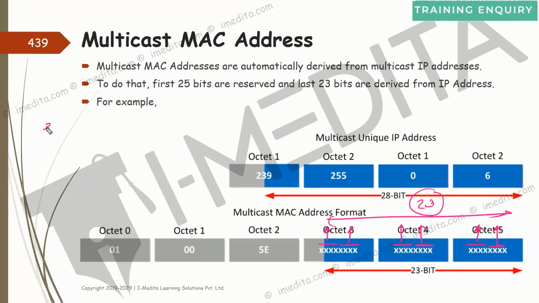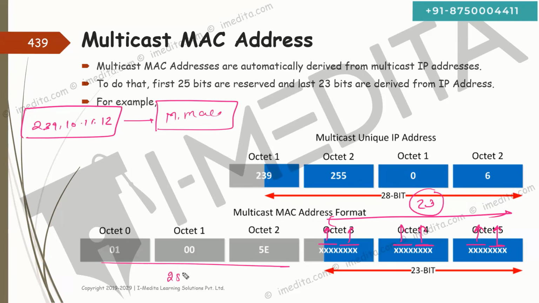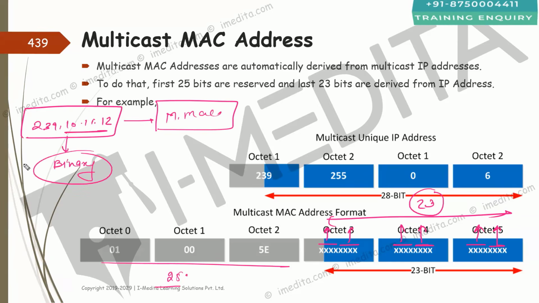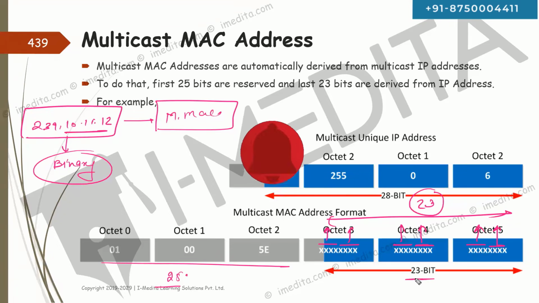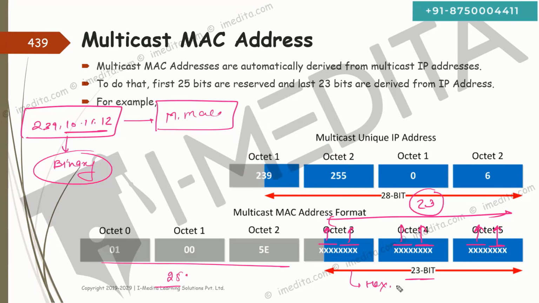Any multicast IP that is given to you, for example 239.10.11.12, with the help of this multicast IP I can get the multicast MAC address. To get it, the starting 25 bits remain exactly the same, and the last 23 bits are derived from the IP itself. So convert this into binary, write the last 23 bits of it here, and then convert it into hexadecimal.